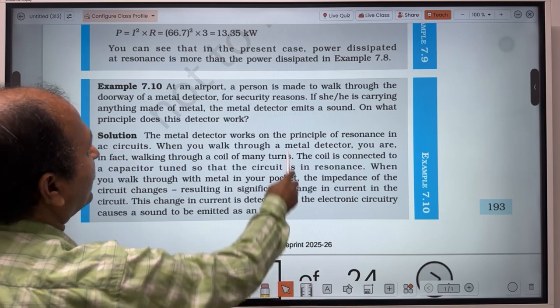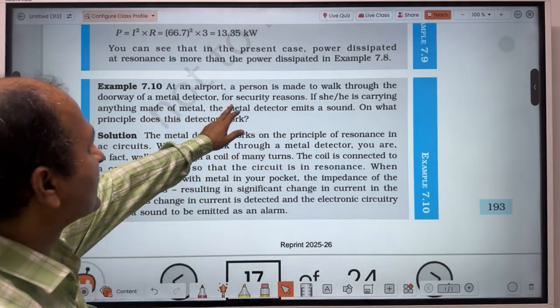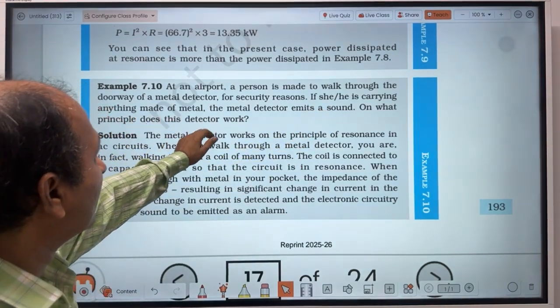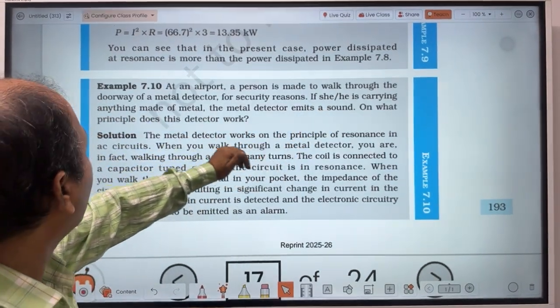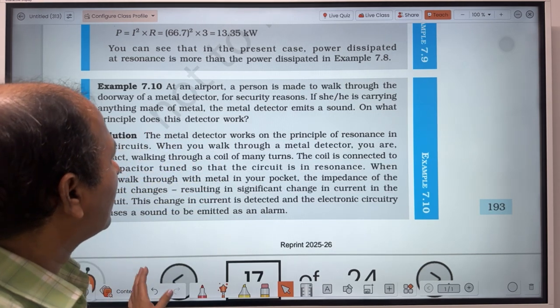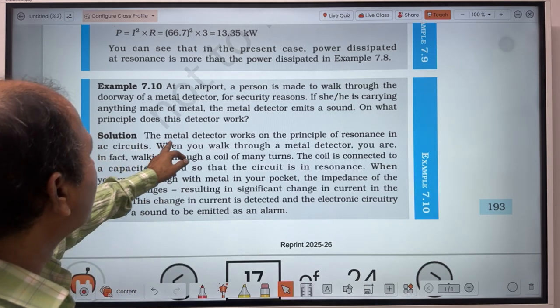The question says, at an airport, a person is made to walk through the doorway of a metal detector. For security reasons, if she or he is carrying anything made of metal, the metal detector emits a sound. On what principle does this detector work? Here, the main concept is resonance condition, and other things we can see.